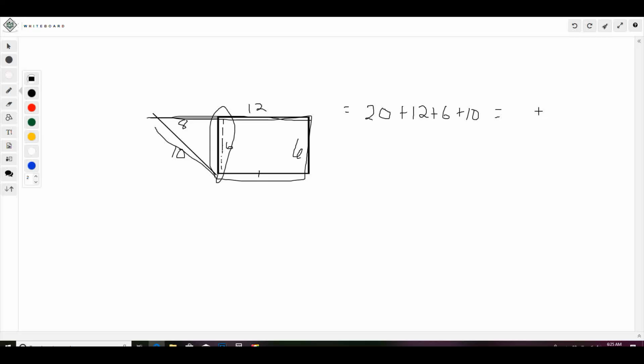Now, the unit that it's measured in is feet. Would this be square feet? It would not be, because it's not being measured with little squares. You're just measuring in feet all the way around it. So when you're doing perimeter, it's just feet.